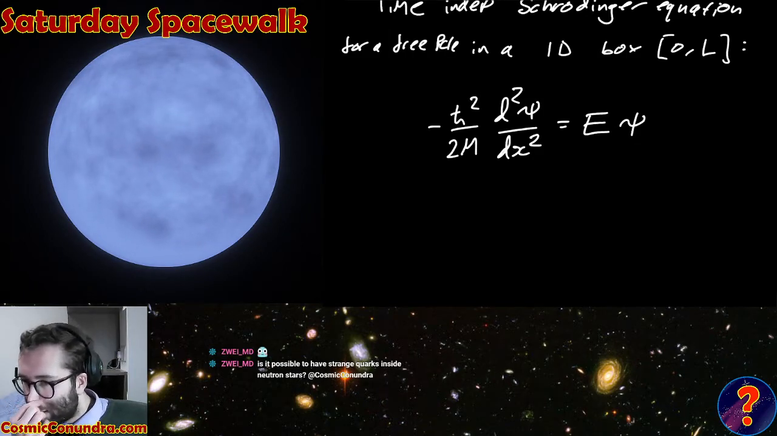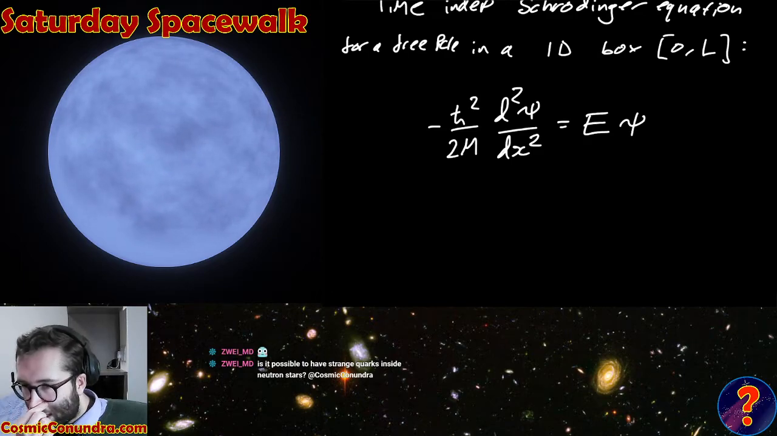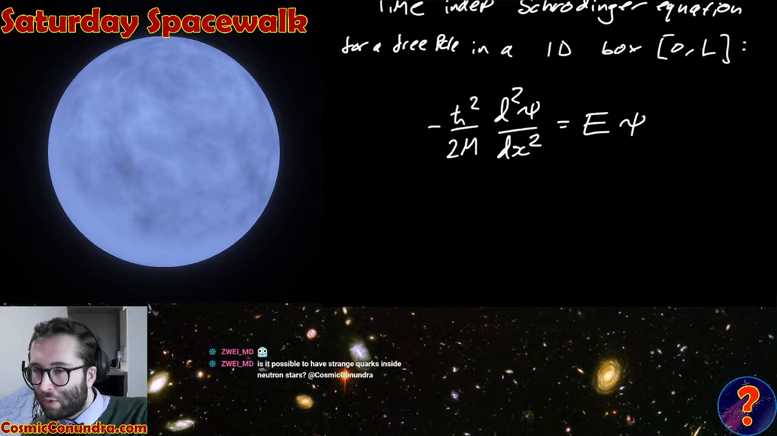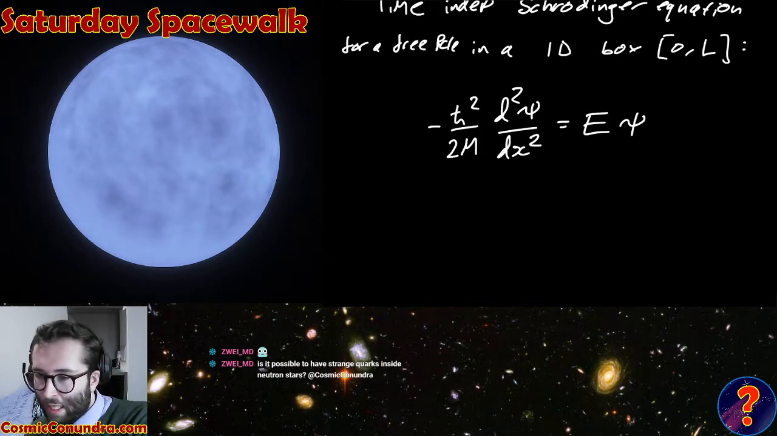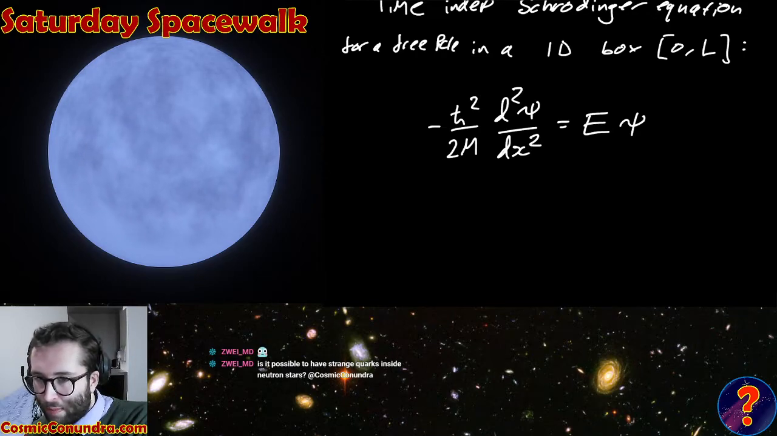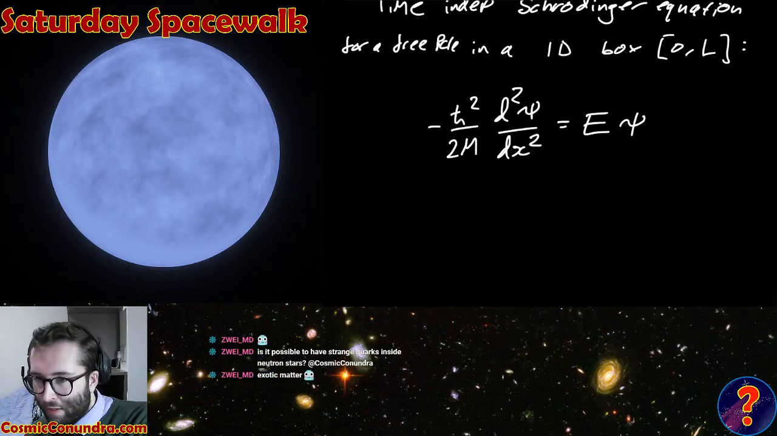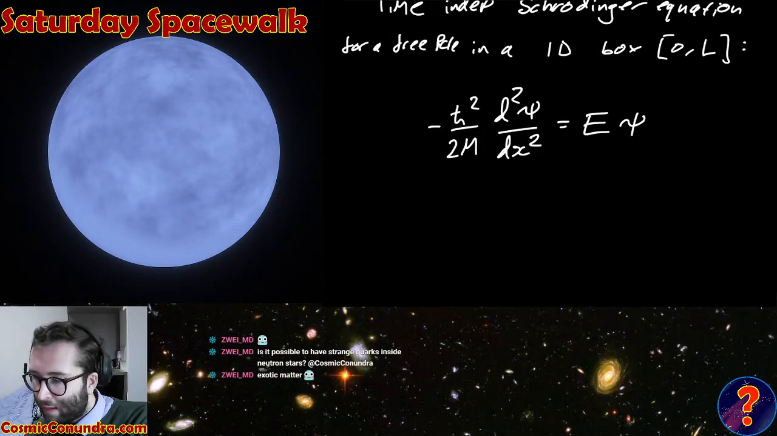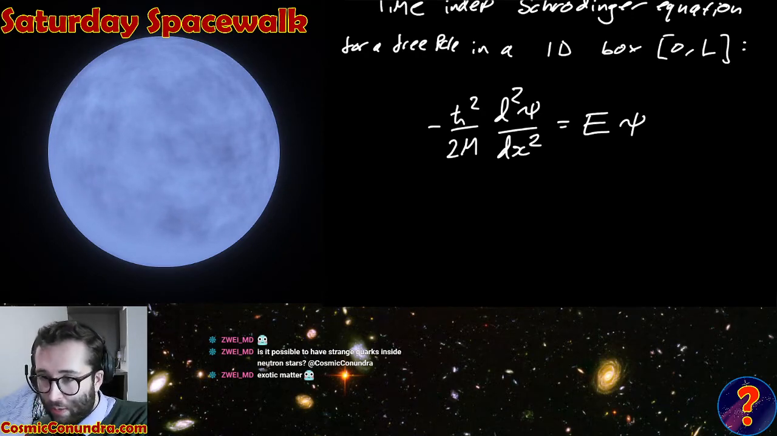I should also say, if you want, I have a question: is it possible to have strange quarks inside neutron stars? I really don't know, actually. There are these ideas about lots of even more exotic stars. I think there are ideas that you could have stars made almost entirely out of strange quarks. They're called strange stars, a particular case of a quark star, which are not known to exist at all.